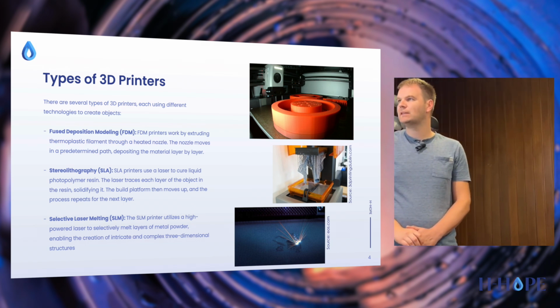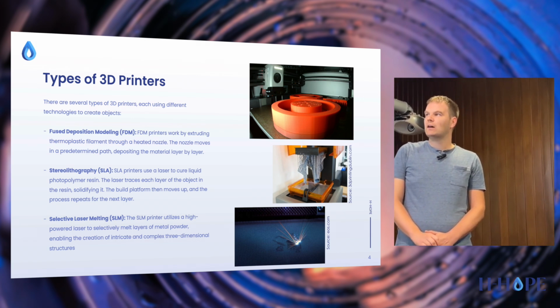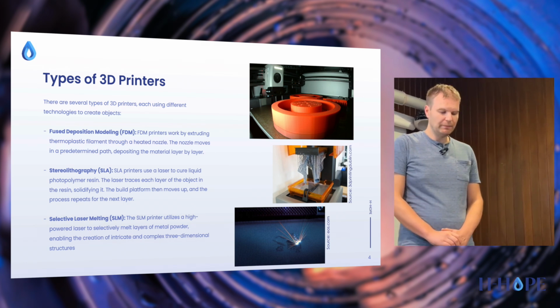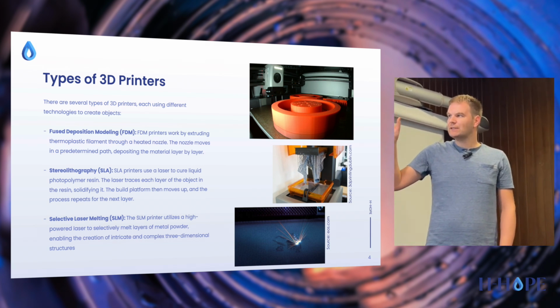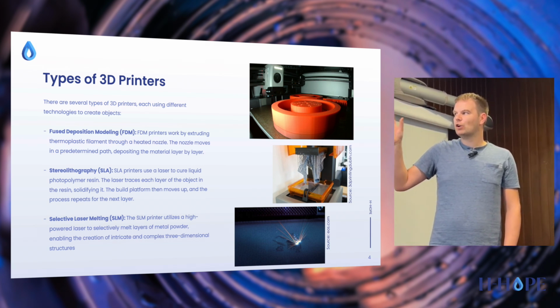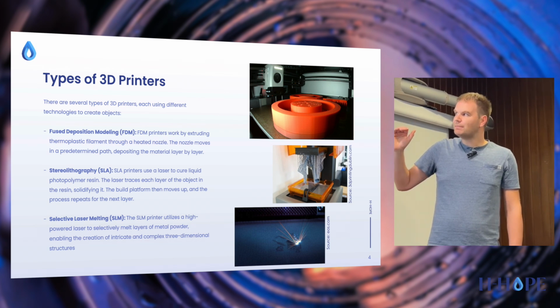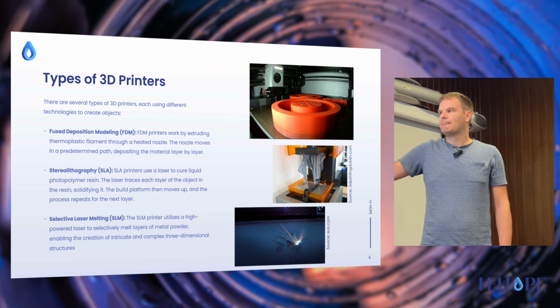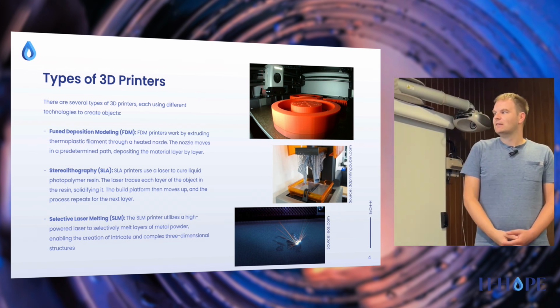The second printer is SLA. It's called stereolithography. This printer uses photopolymer resin and a laser. The laser traces each layer of the object in the photopolymer resin and then solidifies the object. The build platform moves a little bit up, and the process repeats for the next layer.